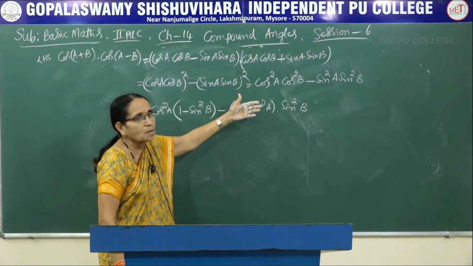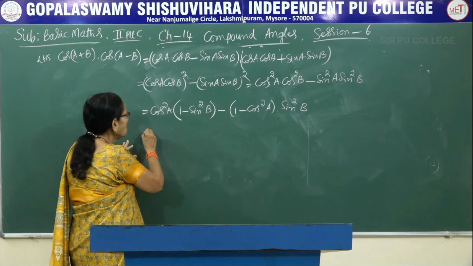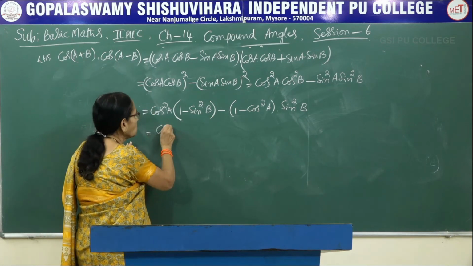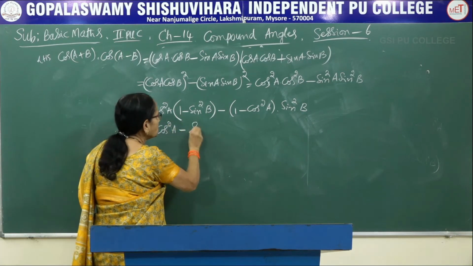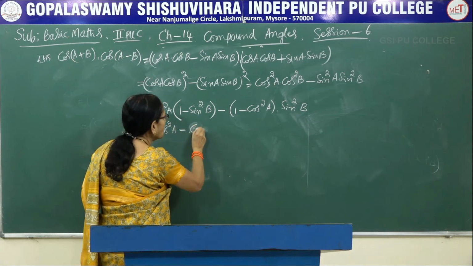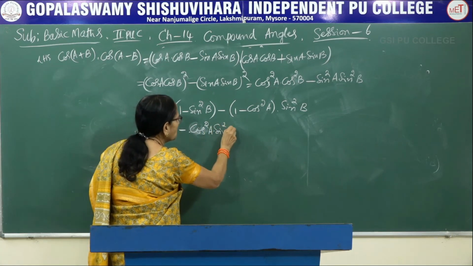Whichever you do not want in the final answer, you have to eliminate. We use the identity. Multiply. Cos square A into 1 is cos square A. Cos square A into sin square B with the negative sign. Cos square A into sin square B.